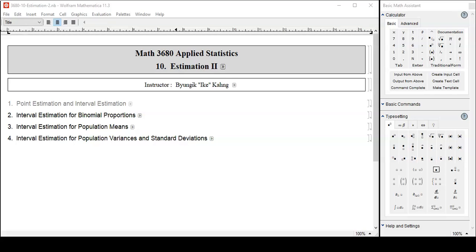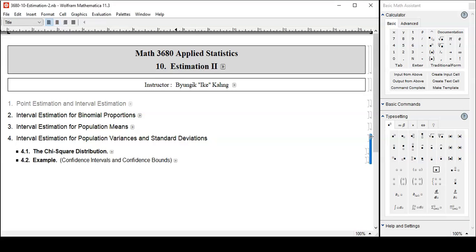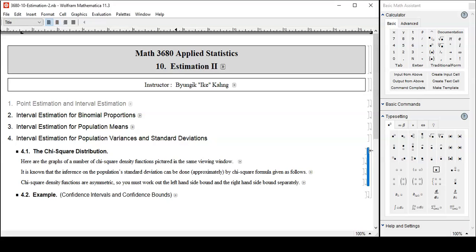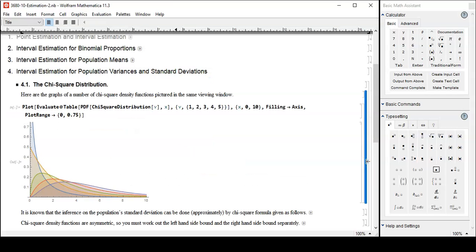Hello students, welcome back. The final topic here is the interval estimation for population variances. And of course, taking the square root, you're going to get interval estimations for population standard deviations too. For that, you have to understand something called the chi-square distribution. Remember, we are talking about variances, so they are obtained by squares, all positive. And chi-square, again, is also positive, obtained by squares, and so on.